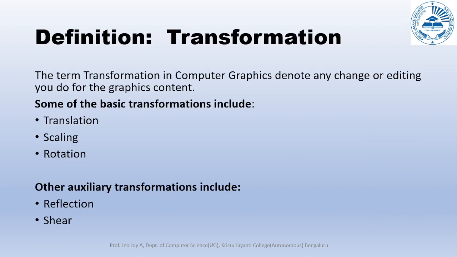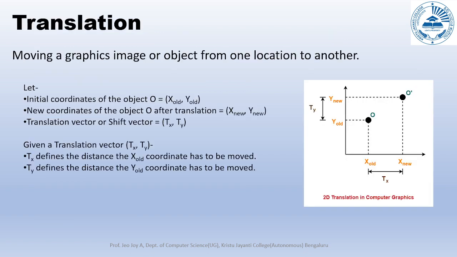First of all, let us define what we mean by transformation in computer graphics. Transformation is defined as any change or editing that you do to the graphics content. Some of the basic transformations include translation, scaling, and rotation. Other auxiliary transformations are reflection and shear. We'll see the basic transformations first.